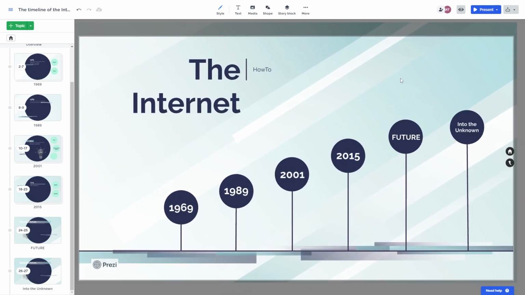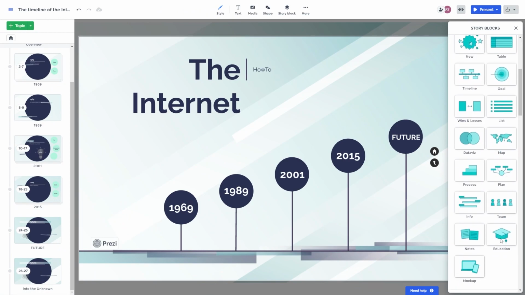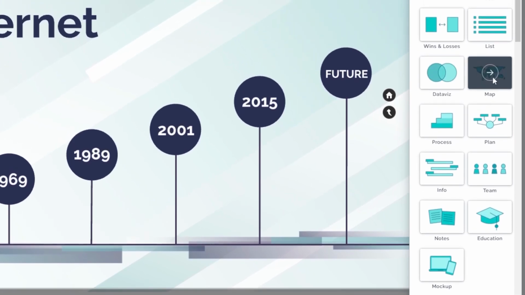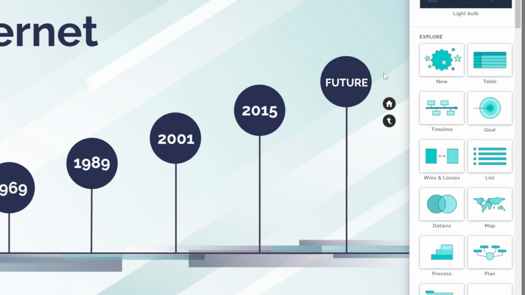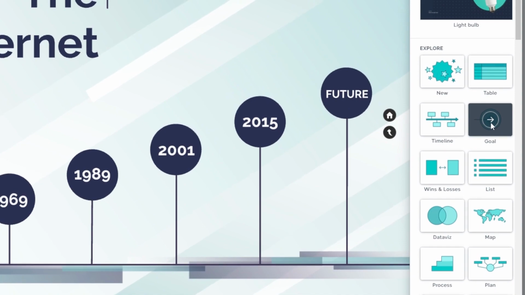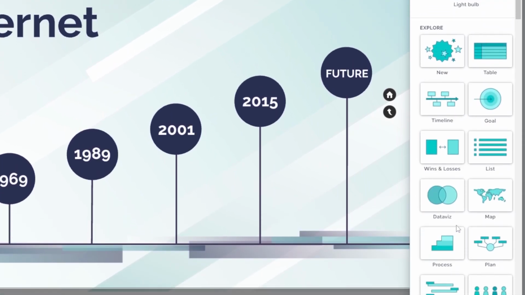But one thing that I do want to talk about is this story block right here. When we click on this, it allows us to create different ways to visualize things. Say for example, we want to add a map system, a win or loss system, a timeline, which is what we have right here. So this is a story block, a table, a goal. This is kind of like the template of the entire presentation itself. If you have an idea of what kind of presentation you want to create, then you can take a look at all of this right here.